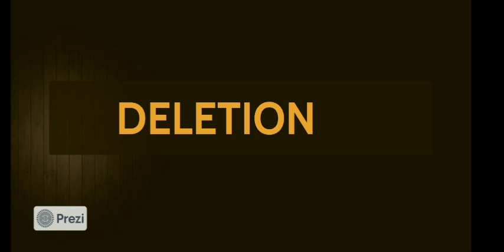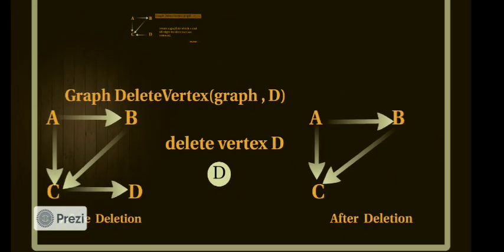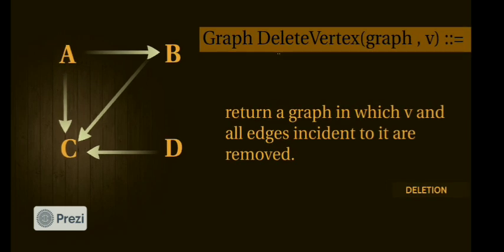Under deletion, there are two concepts: deleting a vertex and deleting an edge. So let us see what deletion of a vertex means. To delete a vertex, we have to consider the graph function, that is, graph delete vertex of graph comma v, where the graph describes the particular graph in which we are performing the function and v is the vertex which we are going to delete. It returns a graph in which v and all the edges incident to it are removed.